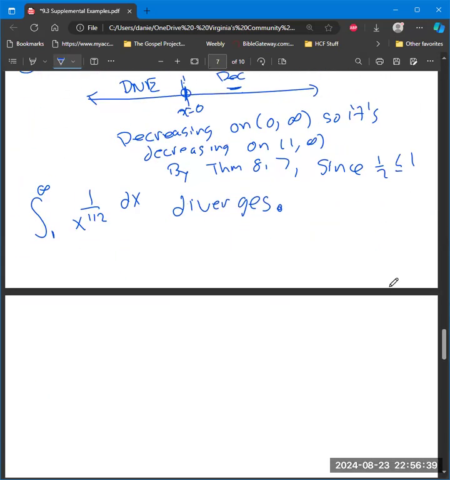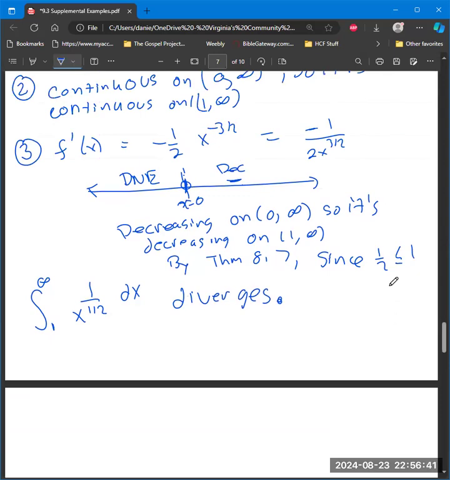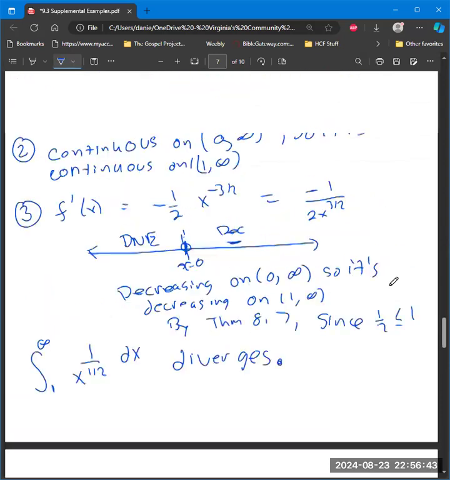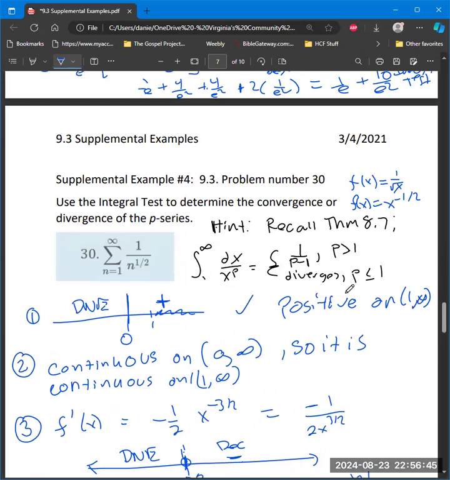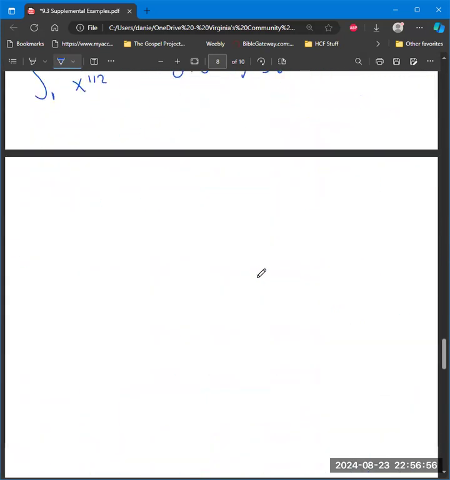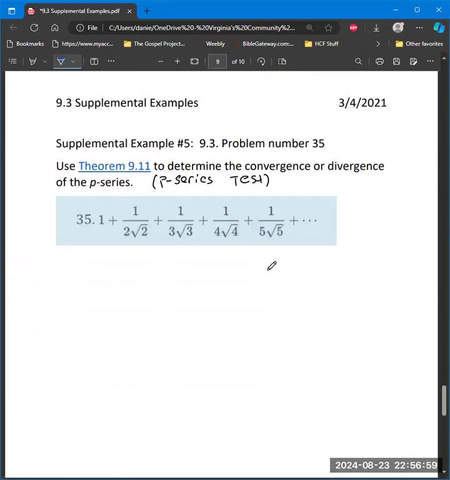And this sets us up to be able to use the p-series test now that we have this theorem, and we know that we could use the integral test to prove this, but we don't want to every time. So based off of these p-values, we should have a new theorem called the p-series test, and we're going to go ahead and use that for our last example here, like number 35 in the textbook.